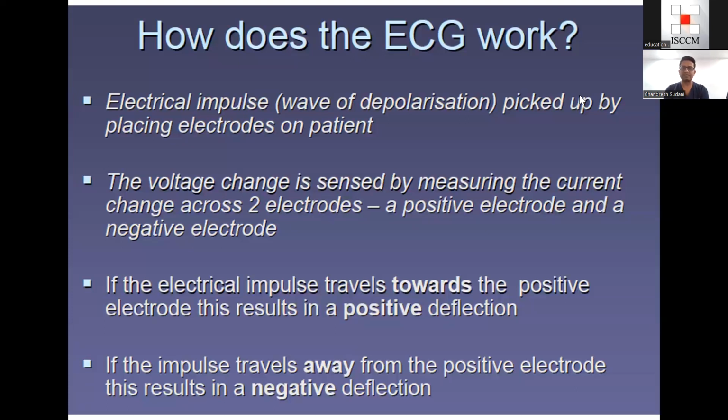Generally, this electrical impulse travels in a particular direction. They always travel towards the positive electrode, and because of that, we will see a positive deflection in the ECG. But if the same thing travels away from the positive, meaning towards the negative side, then there will be a negative deflection on the ECG.